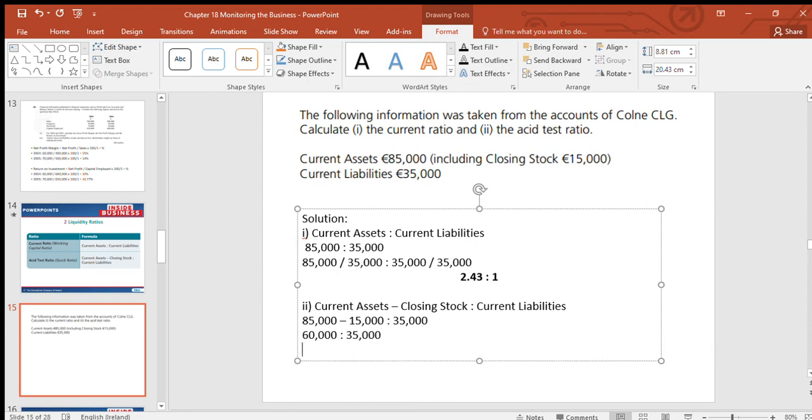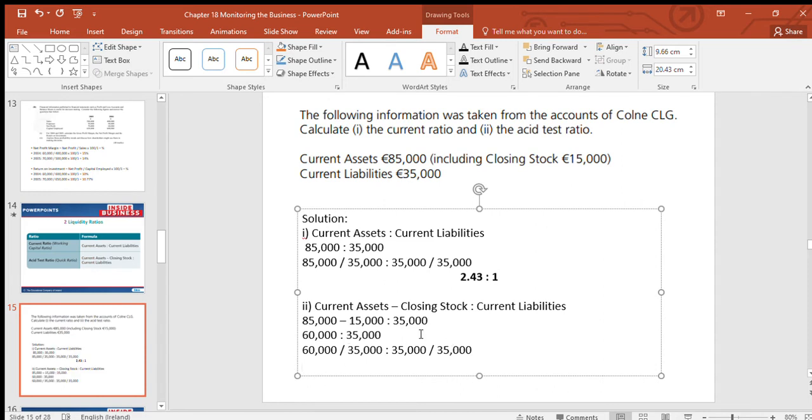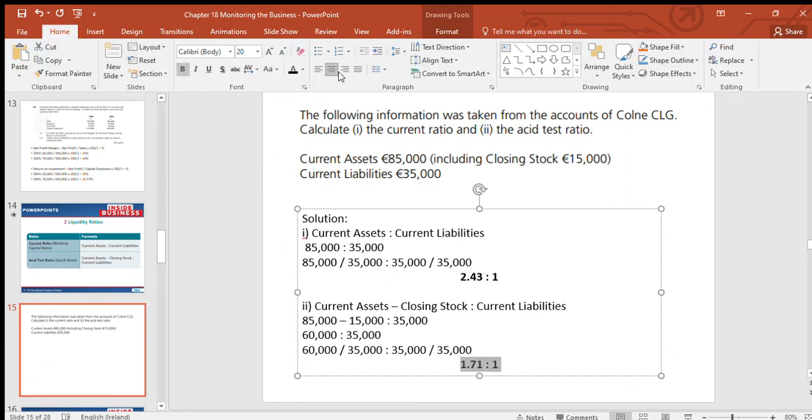How do I show this in its simplest form? Divide both sides by the smaller number. Again, the smaller number happens to be the current liabilities. It usually is. Sometimes it could be the current assets. But for any ratio, and I'm sure you've done this before in maths, you divide by the smaller amount just to show it in its simplest form. 60,000 divided by 35,000 gives me 1.71, just shy of 2 to 1. So 1.71 is to 1. That is my answer for the second part.